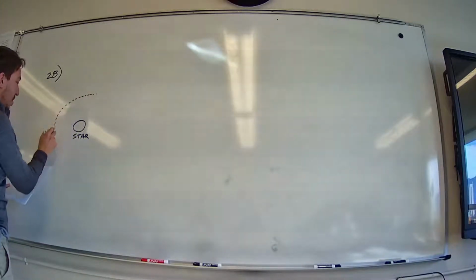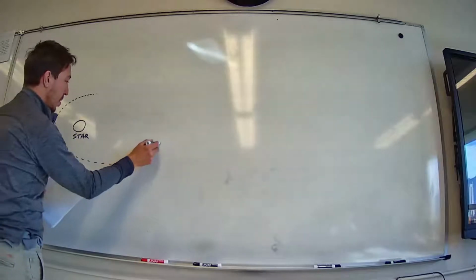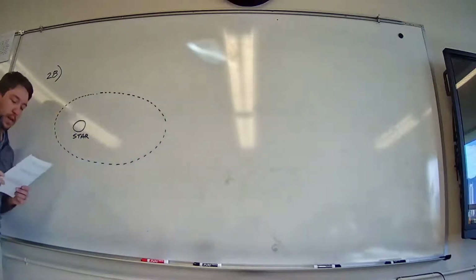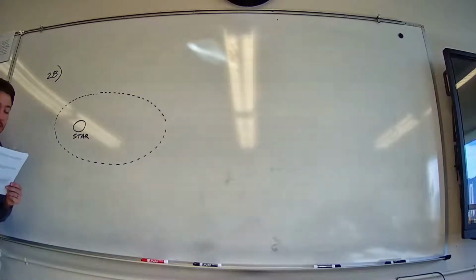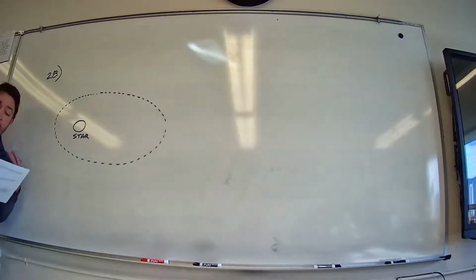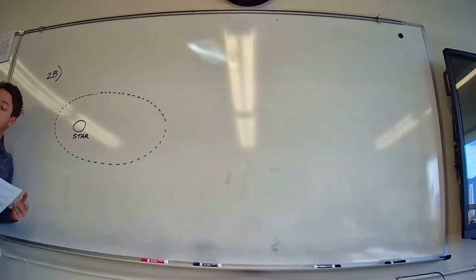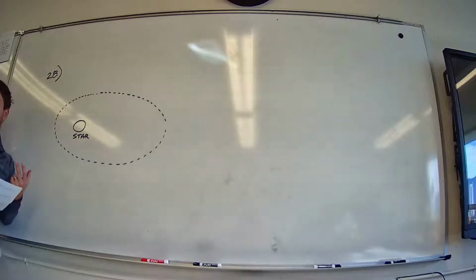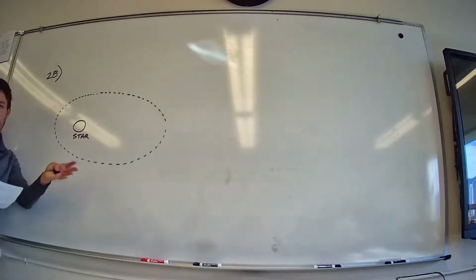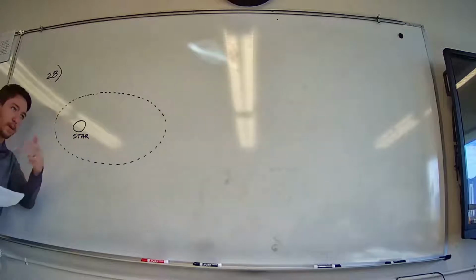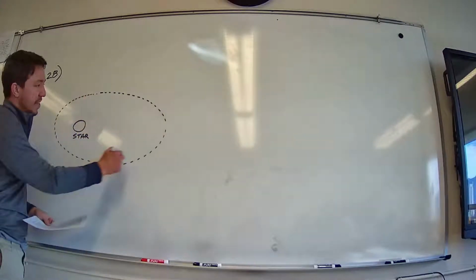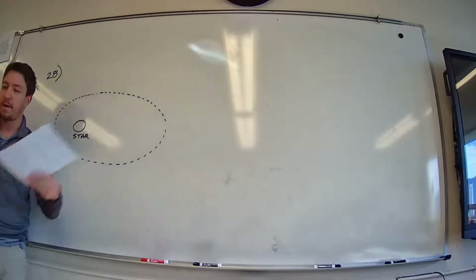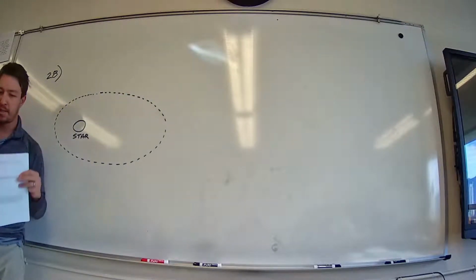We have a star. This is an elliptical path for the comet. So comets will travel in an elliptical path around the sun or the star it's orbiting. Not just comets, literally everything, like Earth does as well, Jupiter, Pluto. Comets just happen to have these more interesting, very eccentric orbits. Eccentric just means how stretched out it is. A circle has zero eccentricity.